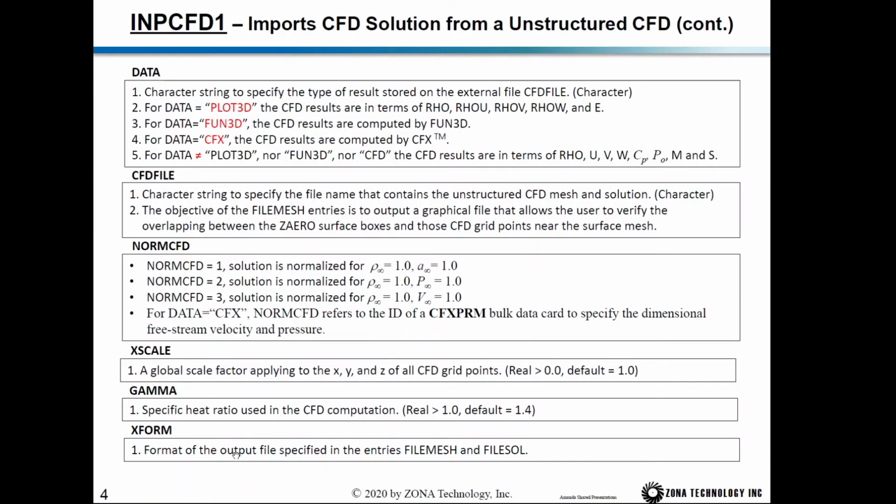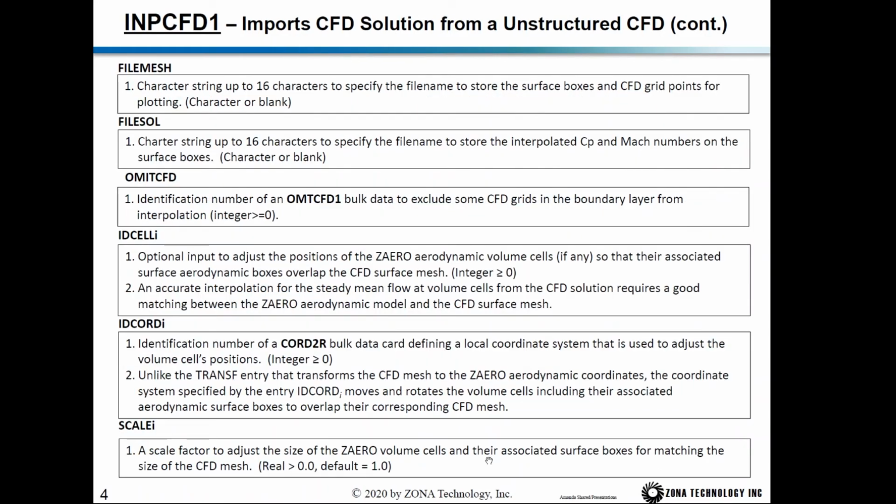X FORM is the format of the file mesh and file SOL. For the file mesh, you store a mesh just like in the IMP CFD card. You will output the Z-Tran surface panel model and the CFD surface mesh, and you can plot them together to verify the overlapping between those two models. For file SOL, you will output the interpolated CP and Mach number on the Z-Tran panel model.